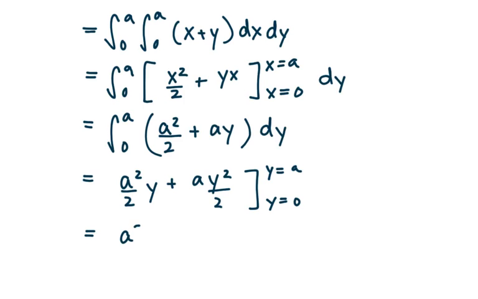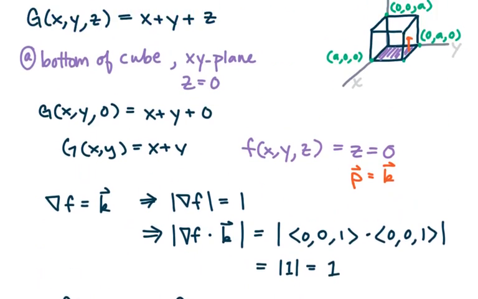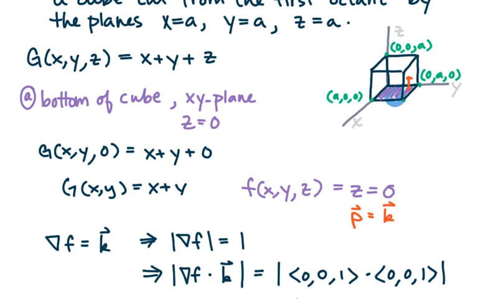Which gives me a cubed over 2 plus a cubed over 2, which is just a cubed. So the surface integral over the base surface is a cubed, right? So this surface integral is a cubed. And by symmetry, if we calculate it along the xz plane as well as the yz plane, we're also going to get a cubed, right?